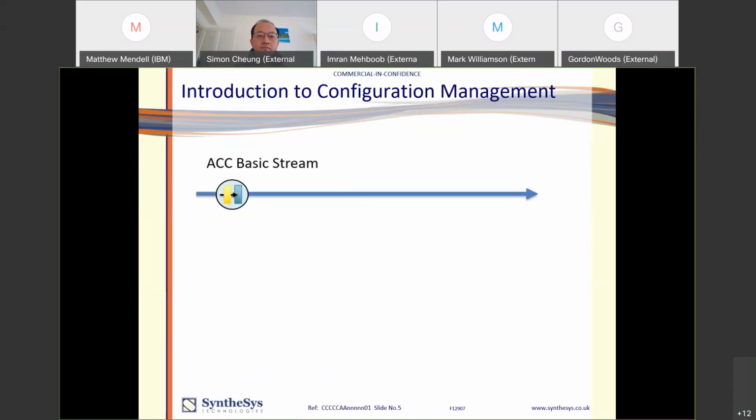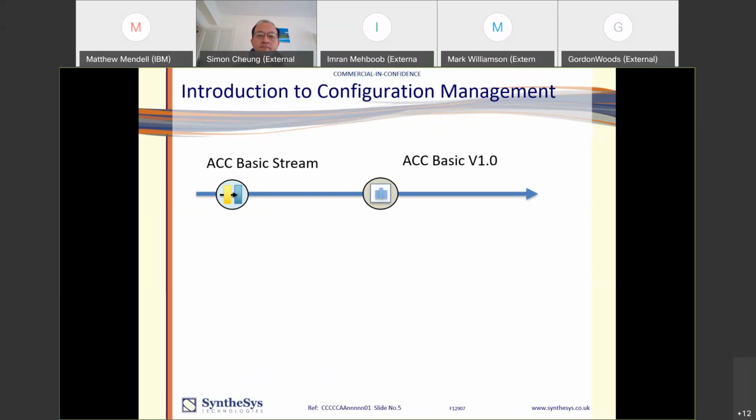So far we've been working in the adaptive cruise control basic stream, which is just the default set of information that we're working with. But what configuration management allows us to do is to work with different contexts of what this data looks like. So at some point, we're going to complete our review. We're going to arrive at a point where we're happy with what the state of those requirements look like.